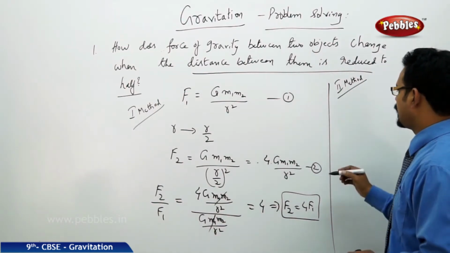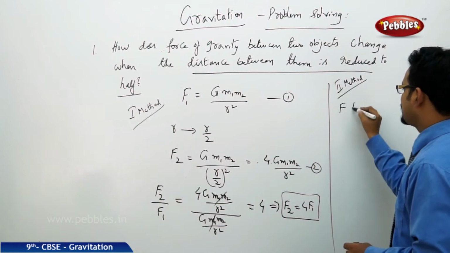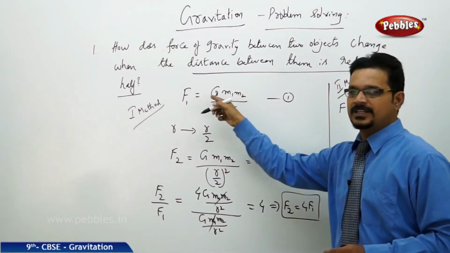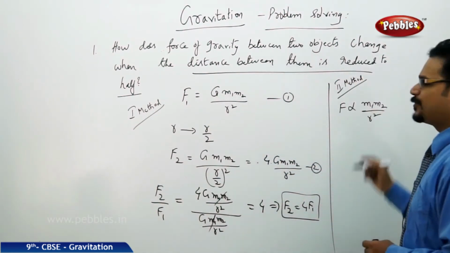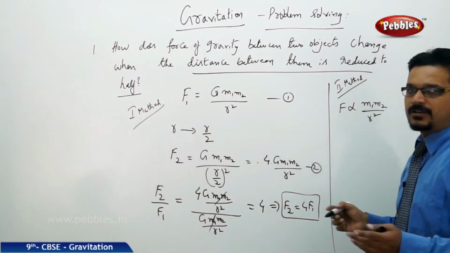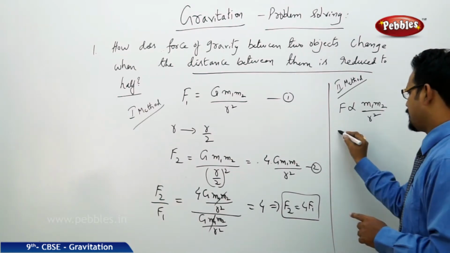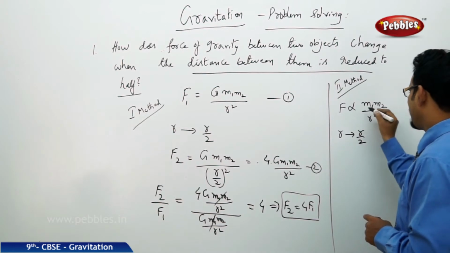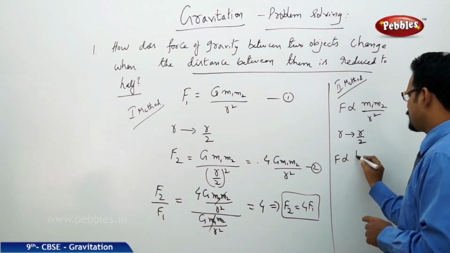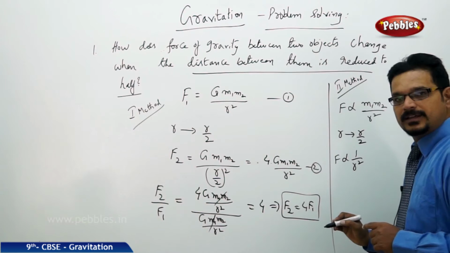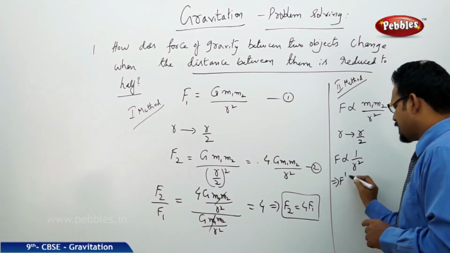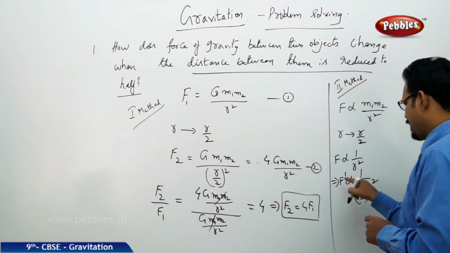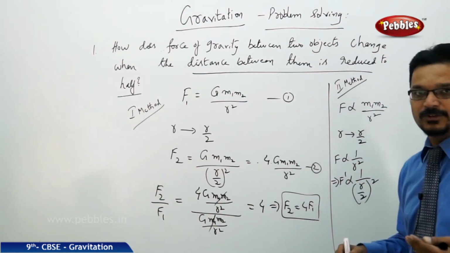Now as I am saying, F is directly proportional to m1 m2 by r square. So instead of taking capital G as a constant number, I am taking the proportionality. m1 m2 are not changing, only distance is changed, r changes to r by 2. Therefore, from this relationship, I can write F is proportional to 1 by r square, implies F dash is proportional to 1 by r by 2 whole square. Here F dash is nothing but the new force, which we need to calculate.